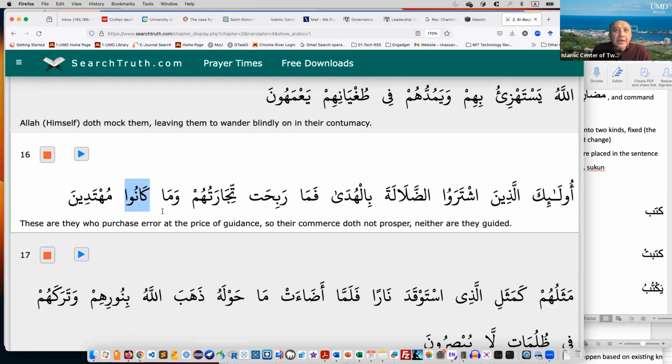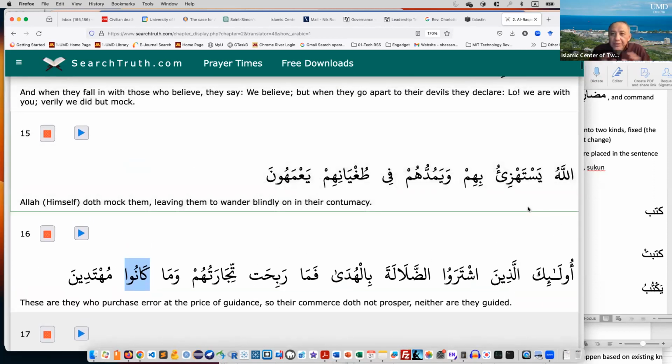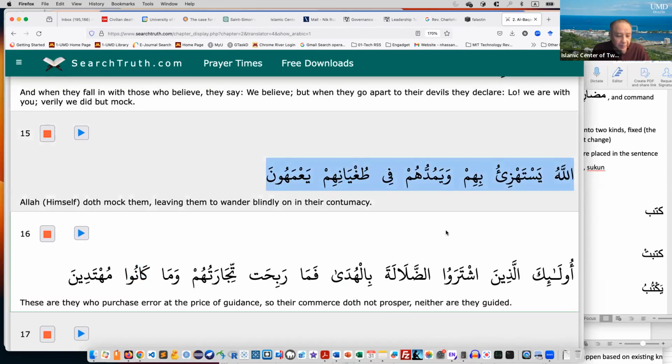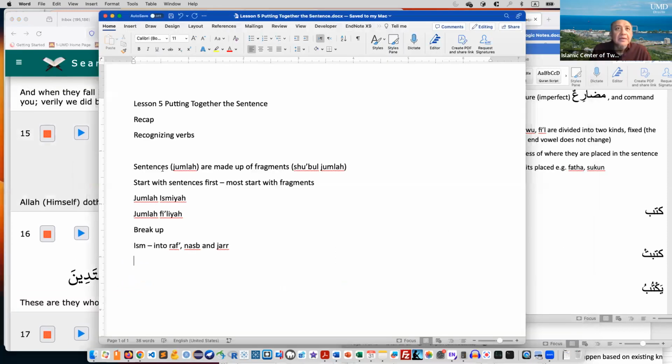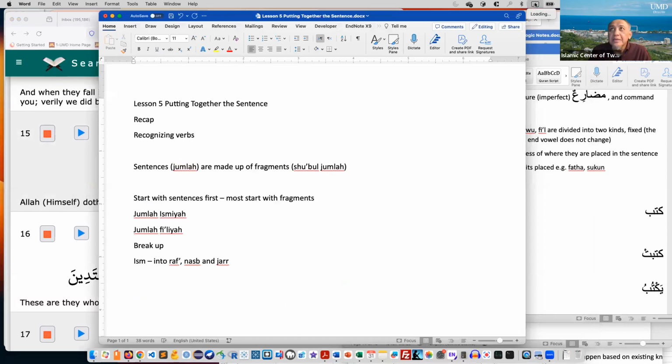Now that we know roughly which one is ism, which one is fi'l, which one is harf, we put together these words, just like what we did just now, to make a sentence. So, for example, this is a little simpler one. This is a whole sentence. A sentence in Arabic, and let me write it down here, and let me spell it so you guys can practice this.